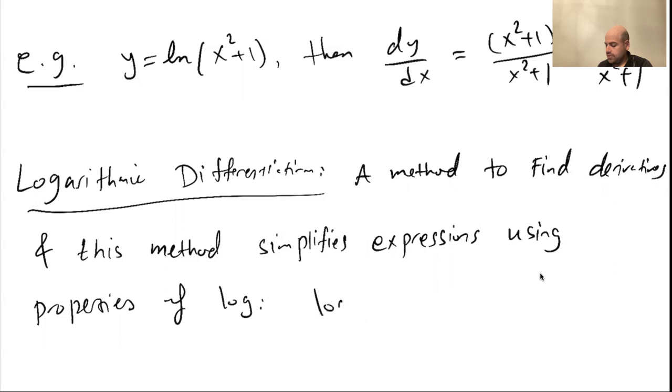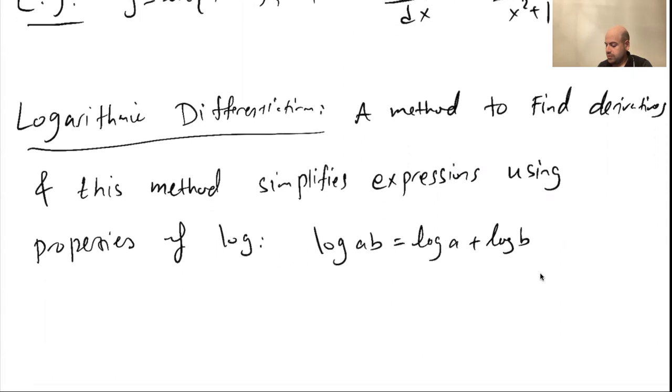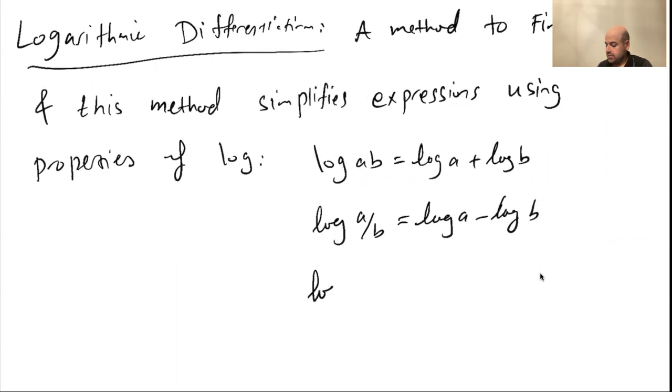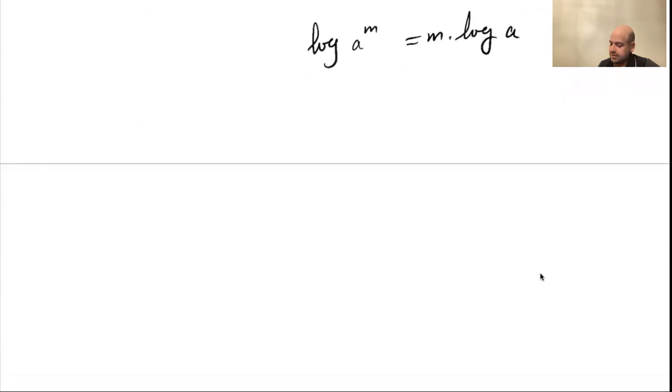For example, we know that log AB is equal to log A plus log B, or log A over B equals log A minus log B. And we also know that log A to power M is equal to M times log A. So we can use these properties of log to simplify some normally long expressions and use them to find the derivative of a given function. So let's look at an example.